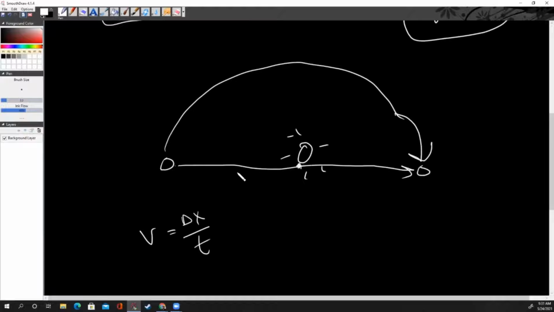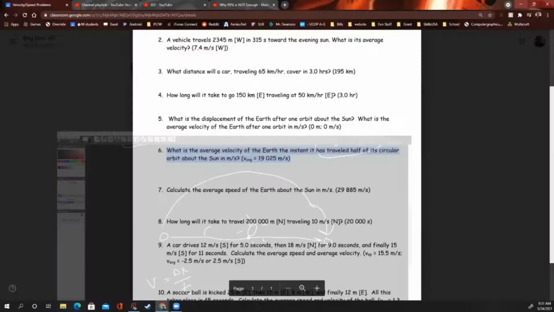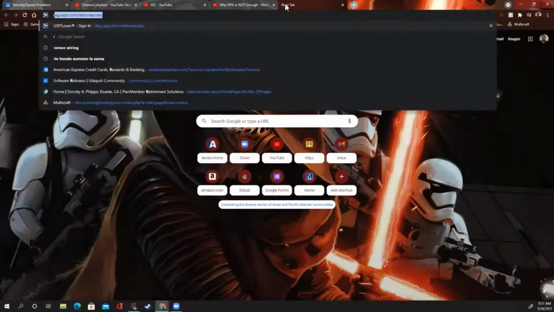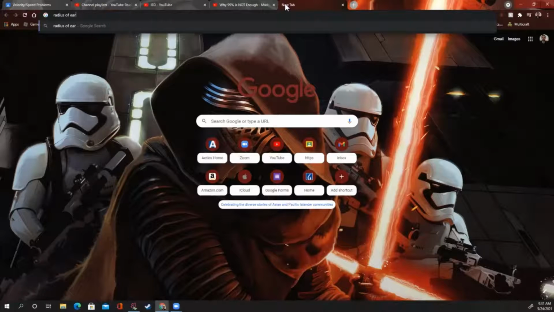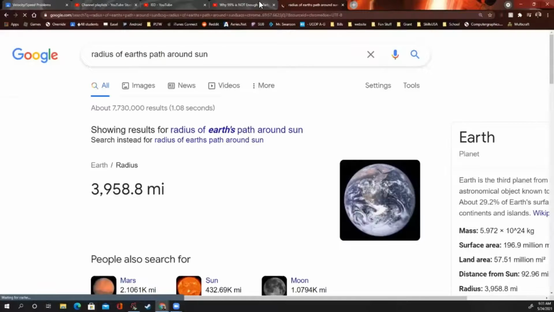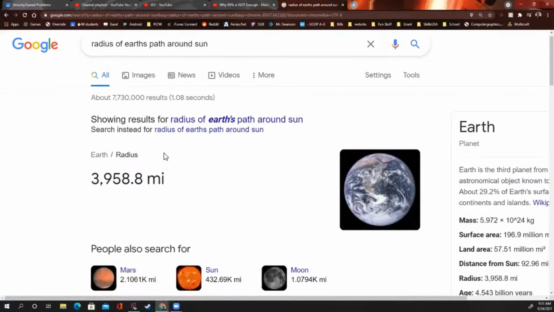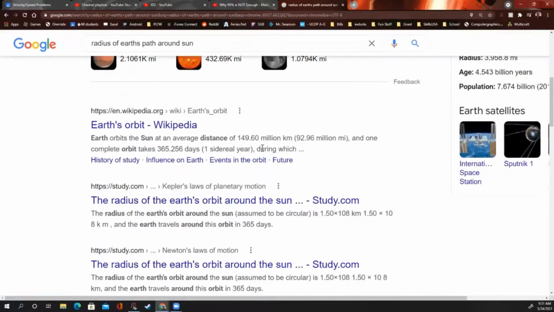Well, I don't know. I think we need to find out the radius of Earth's orbit around the sun, correct? And then just times it by 2, and we'll know the displacement. So we could look up the radius of Earth's path around the sun. Just do that. And it says it's 3,958 miles. Wait, that's not right. That's the radius of Earth. I was like, wait, it's way further than that around the sun. So let's see. Here we go. Earth orbits the sun at an average distance of 149 million kilometers. But it also gives you the miles. Which one should you use?